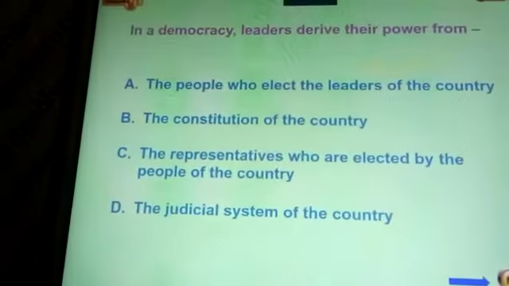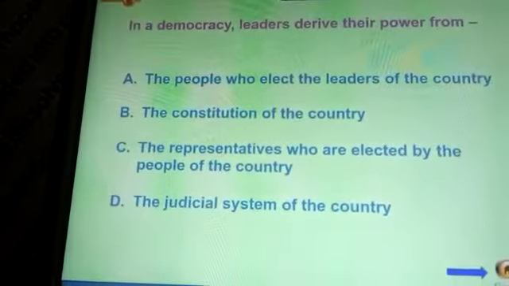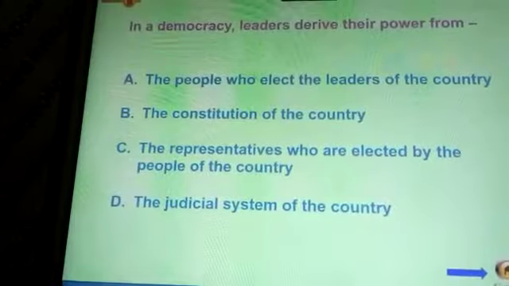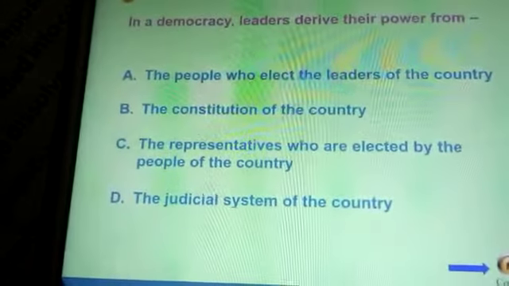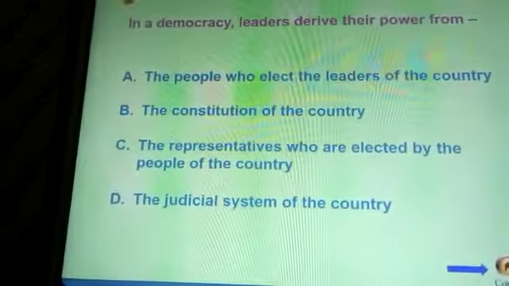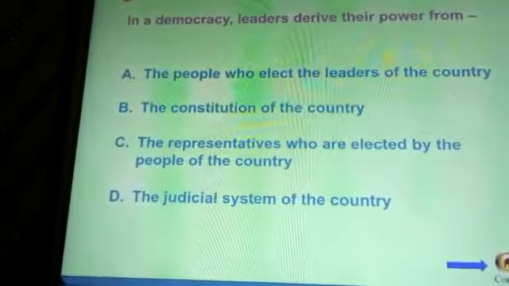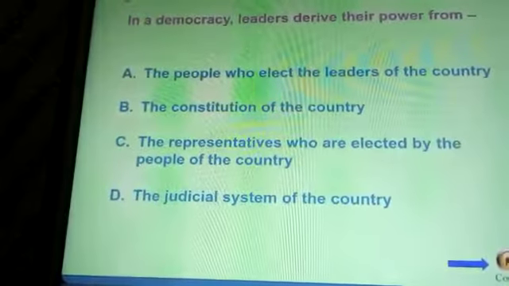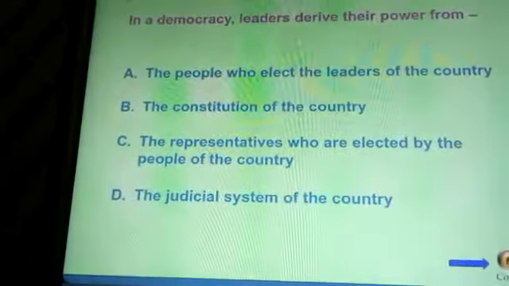Students, we will now answer the following question. In a democracy, leaders derive their power from: the people who elect the leaders of the country, the constitution of the country, the representatives who are elected by the people of the country, or the judicial system of the country?